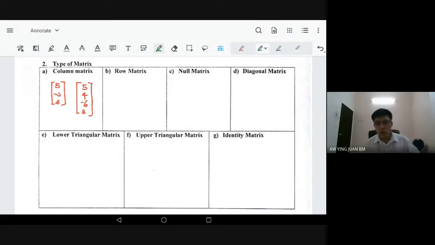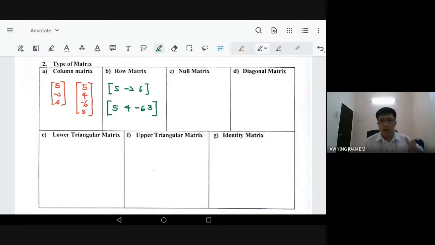Next, we move on to row. Tadi column dia vertical. Kalau row dia horizontal. Contohnya 5, -2, 6. Another example, we have 5, 4, -6, 3. Ini adalah contoh untuk row matrices. Anda perlu tahu types of matrices ada apa dan bila disebut nama anda terus tahu dia adalah apa.